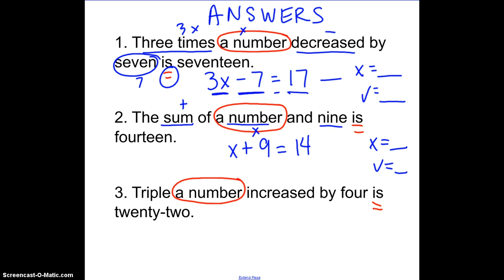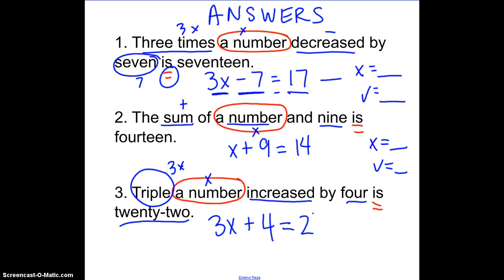Now for number 3, we have triple a number. Triple means to multiply by 3. So 3 times a number, I don't want to write 3 times x, so I say that's 3 x's. So that's triple a number. Increased by means I'm going to go up, so I'm adding 4, is, so that's equals 22. Find the answer to that problem as well.